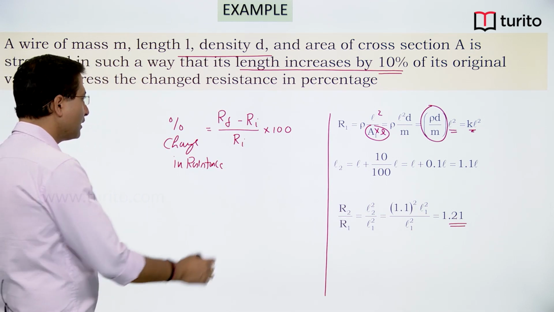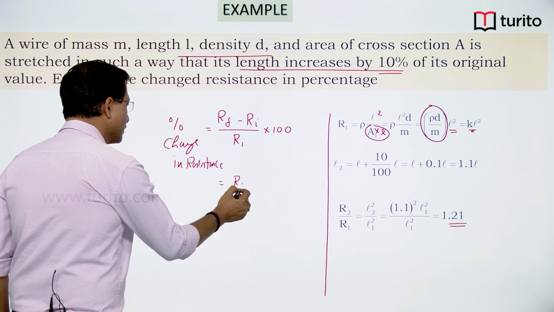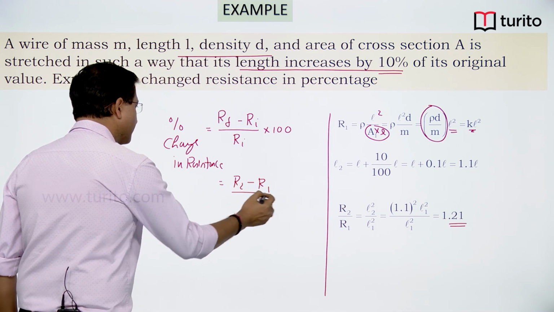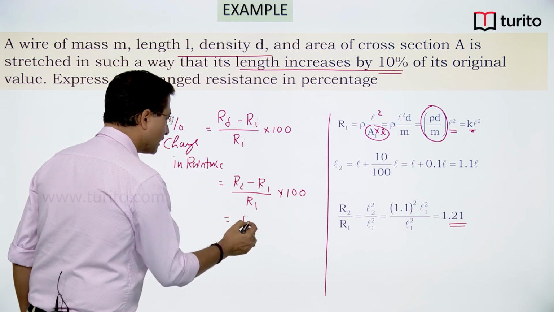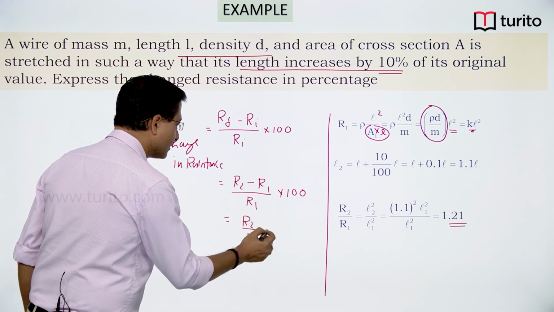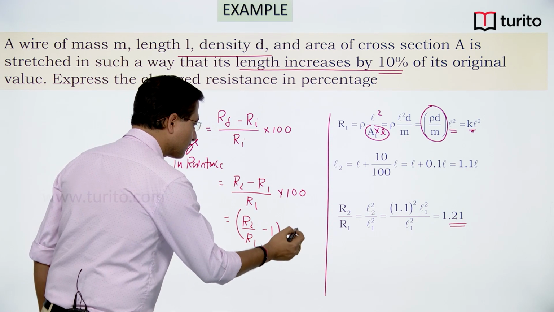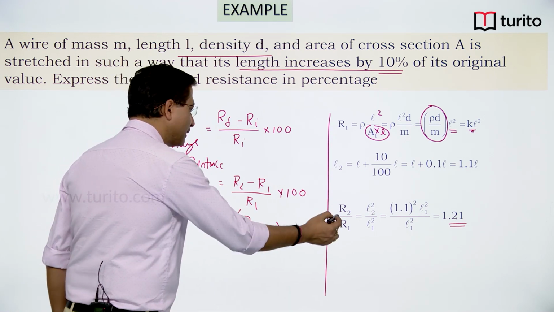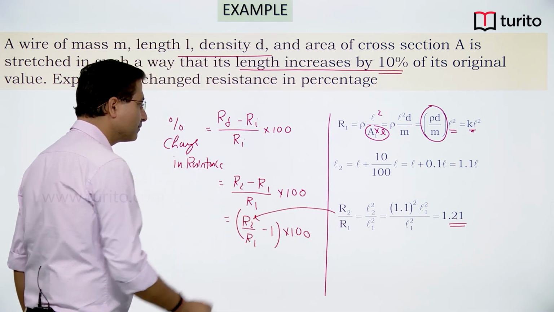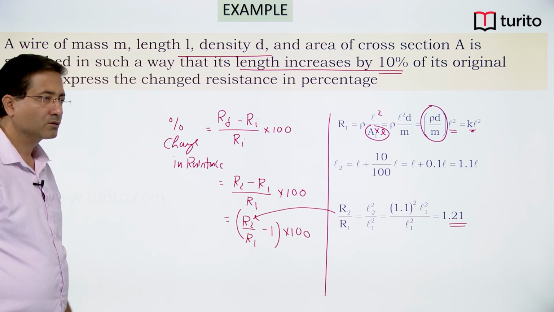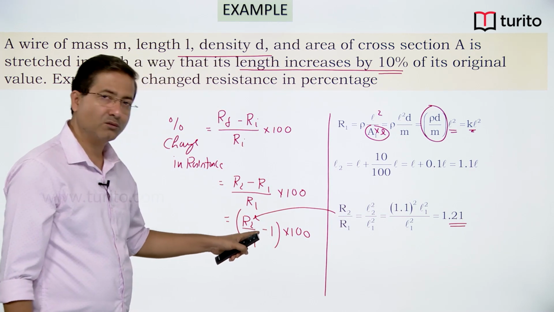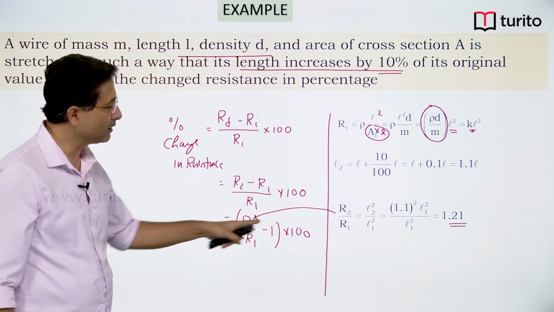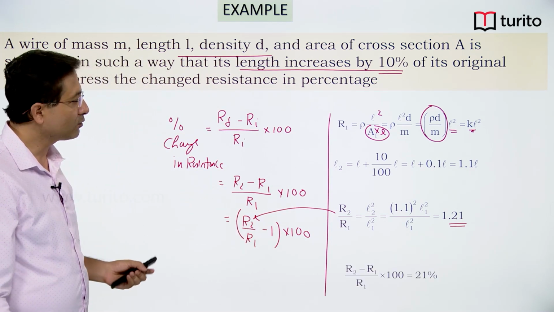So this will become R2 minus R1 divided by R1 into 100. That means R2 divided by R1 minus 1 into 100. R2 minus R1 I can substitute here. So 1.21 minus 1 will give you 0.21, multiplied by 100 you will get 21%.